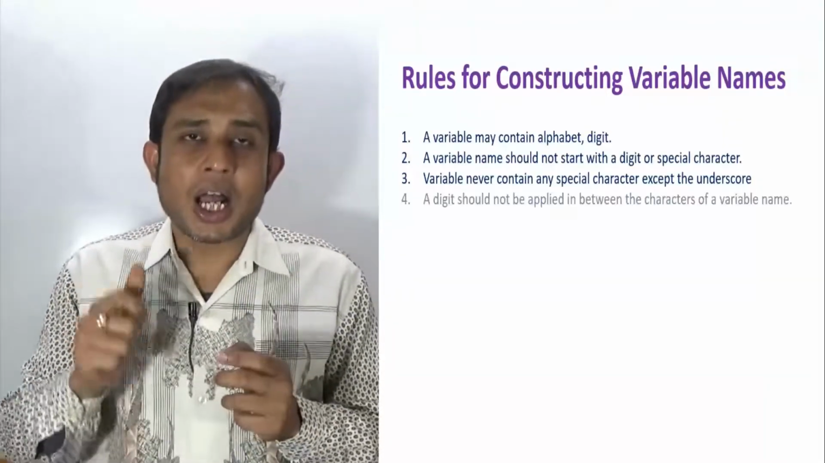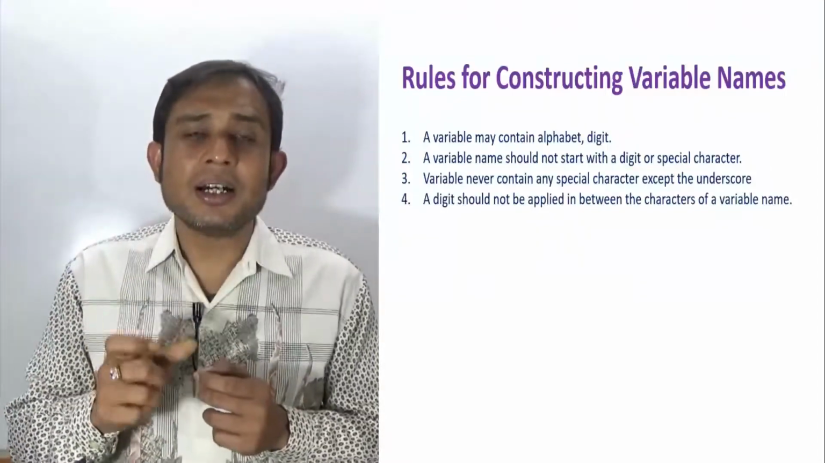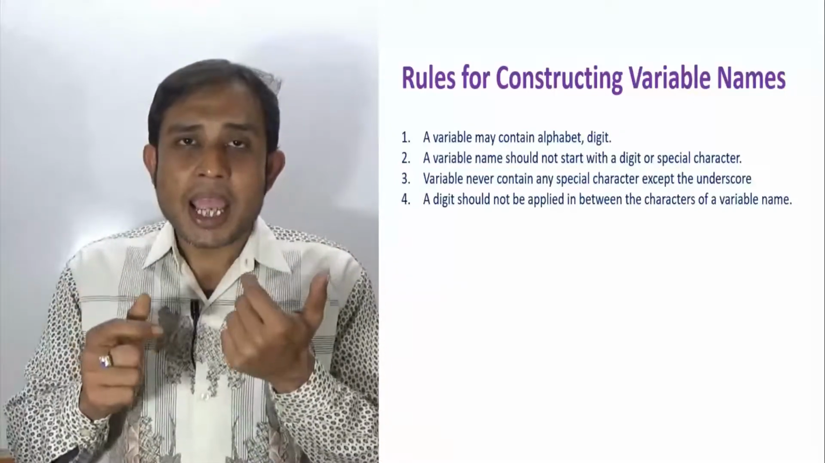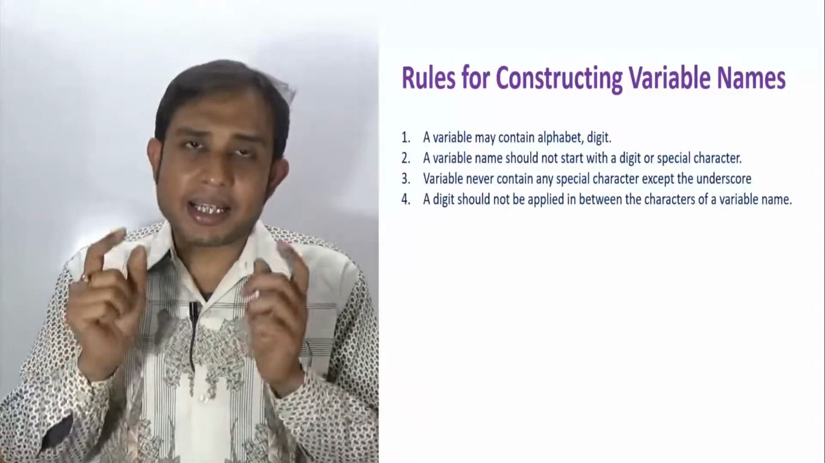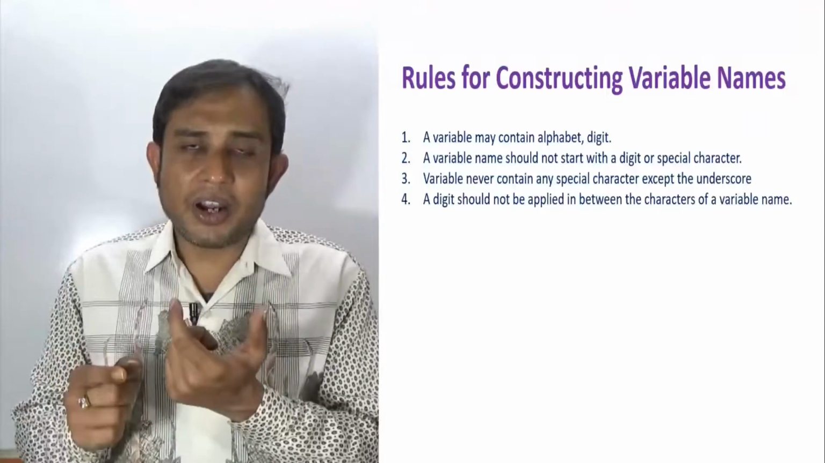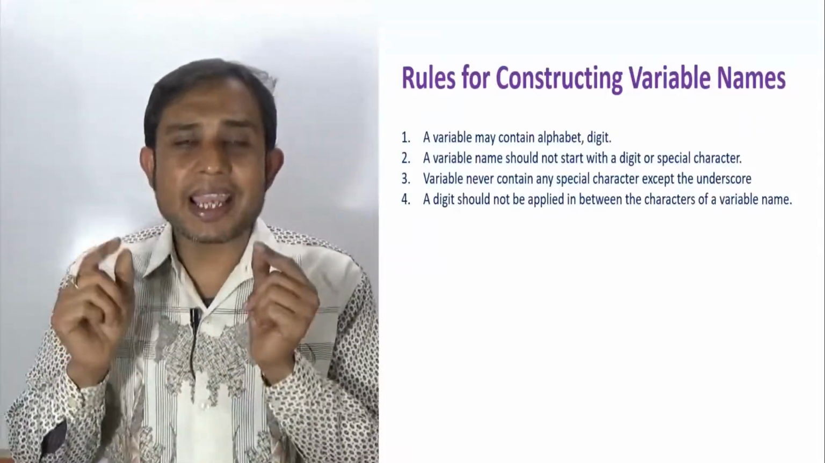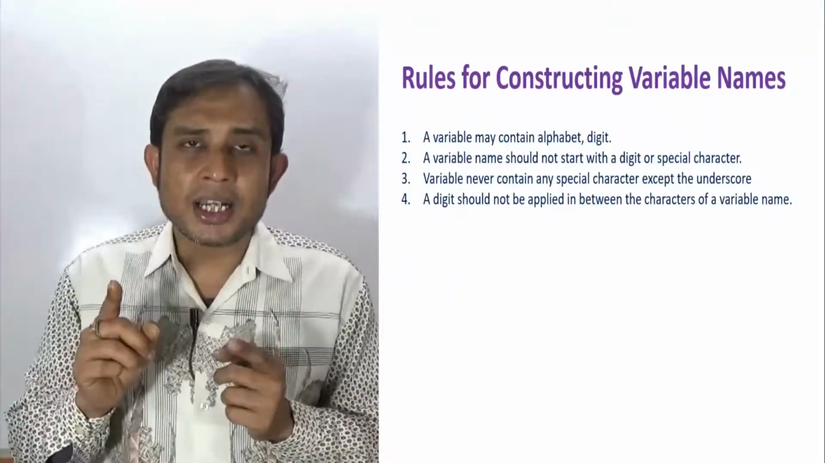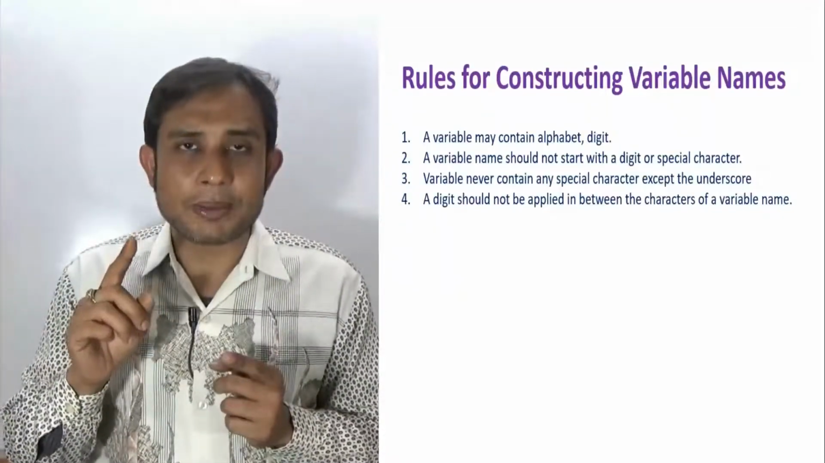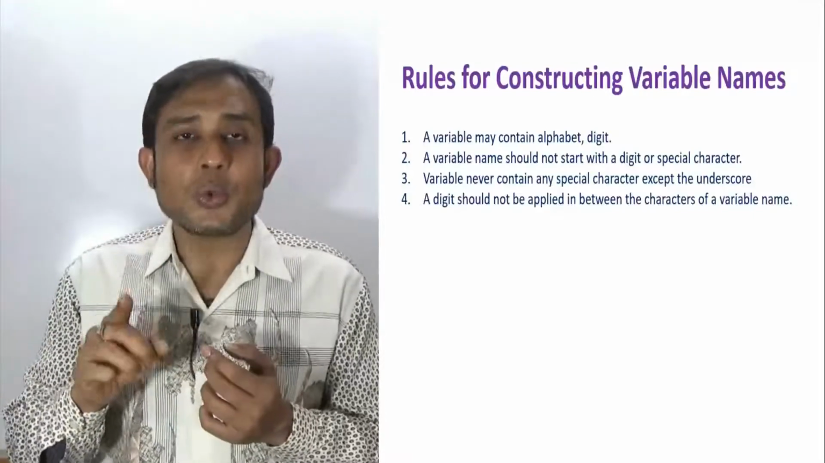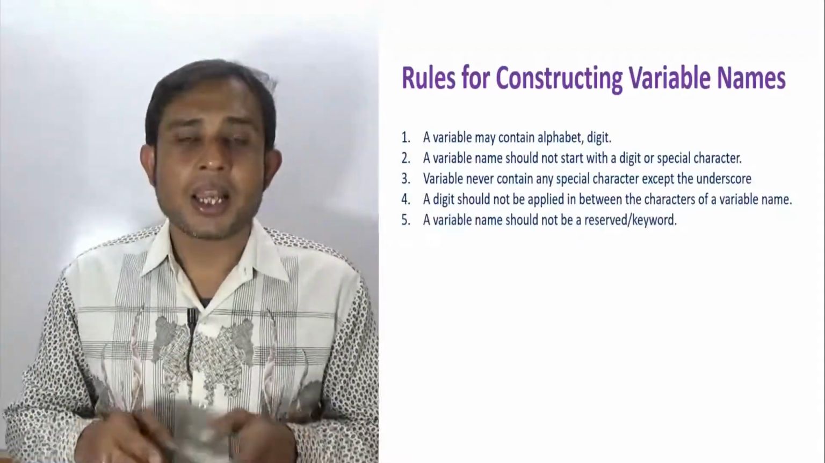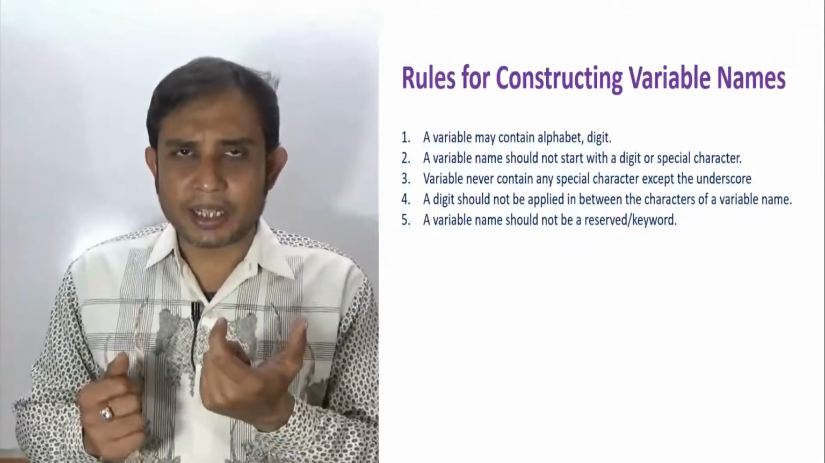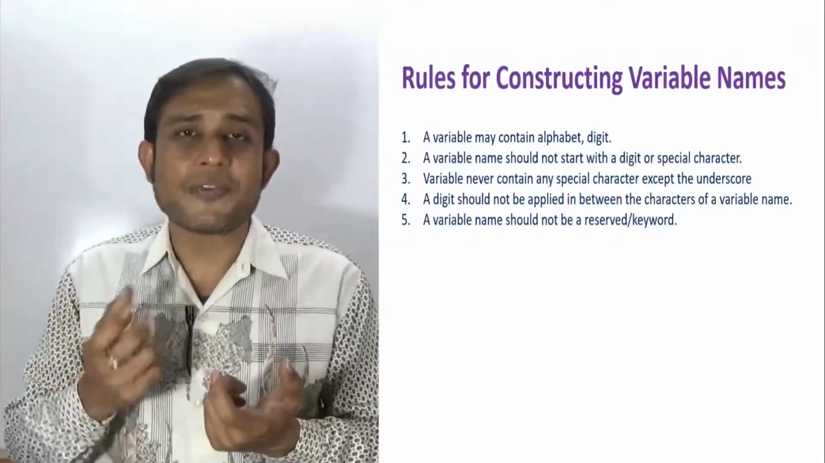We cannot use a digit in between the characters of a variable name. Suppose AB2 is a correct variable name, but if I put 2 in between the A and B, it becomes A2B. So A2B is not a correct variable name. It is completely incorrect. AB2 is the correct variable name. A variable can never be the same as the name of a keyword. It means we cannot use a keyword as a variable name.